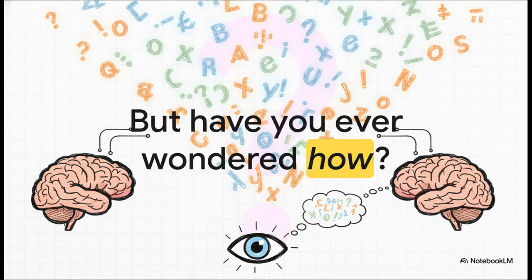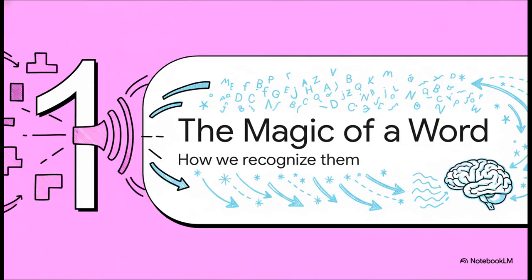I mean, really, how does your brain take these little squiggles on a screen and turn them into meaning, into ideas? It's kind of nuts when you think about it. So, yeah, let's dive in. Okay, so we're going to start our journey at the tiniest scale imaginable, with just one single word and the absolutely mind-boggling speed that our brains recognize it.